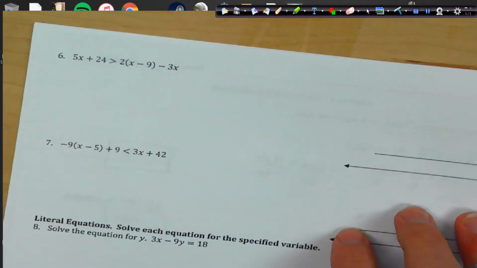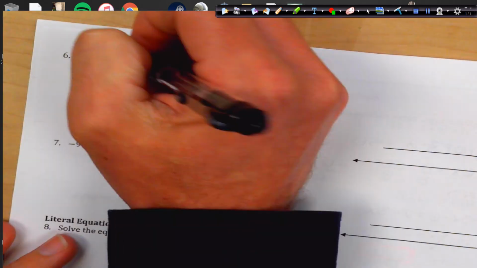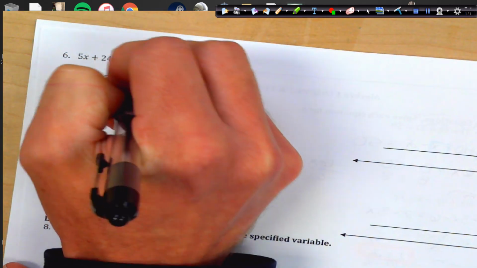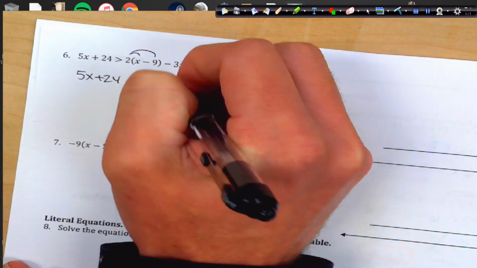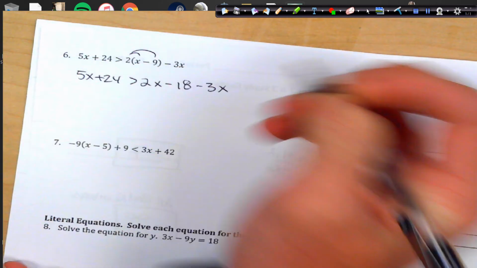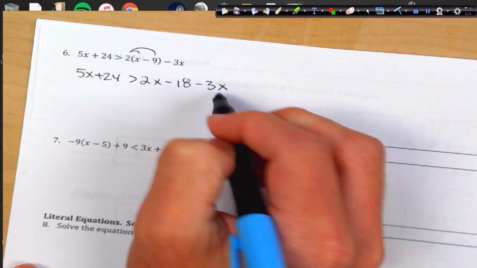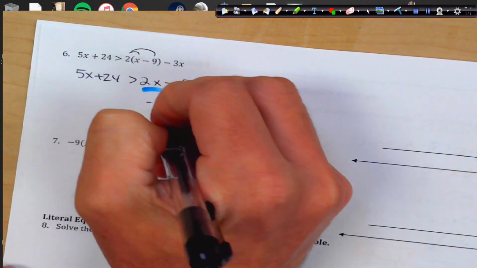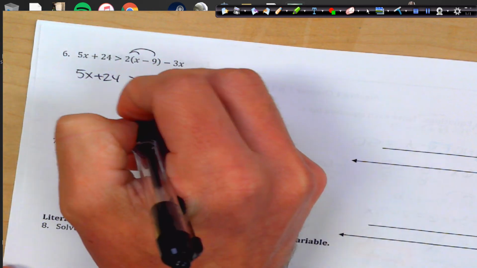Wow, there's 25 problems. This is going to take a while. Here we go. Number 6. Over here, we're going to have to distribute. So we get 5x plus 24, 2x minus 18, and 3x. We're going to go ahead and combine like terms because they're on the same side. So we're going to get negative 18 minus x.